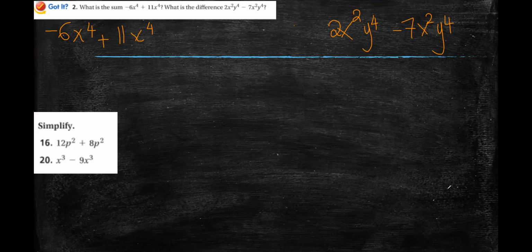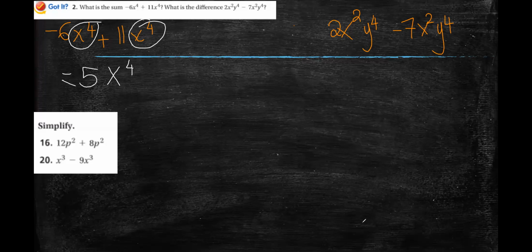Now look at the first one. The first step, I have to check the variables. Do we have the same variables? Yes. Pick one of them. Then I will add the coefficients. Negative 6 plus 11 is 5. So the answer here is 5x raised to the power 4.